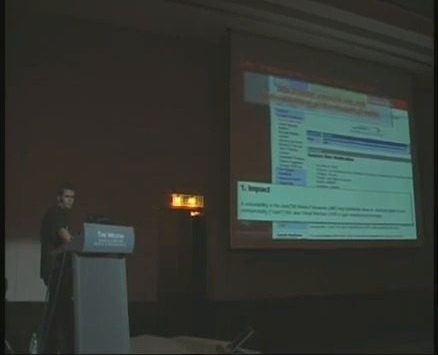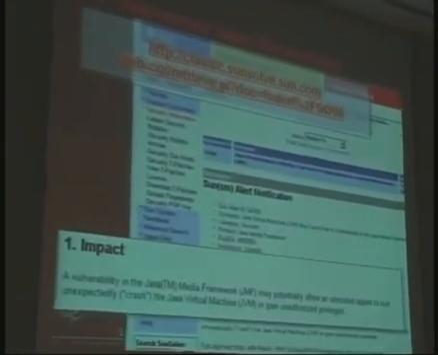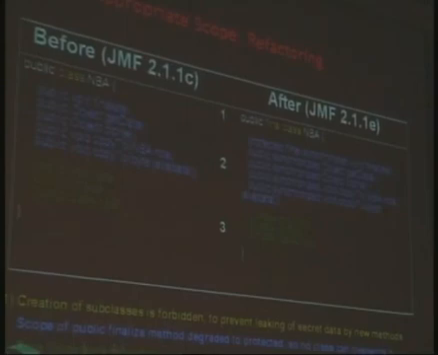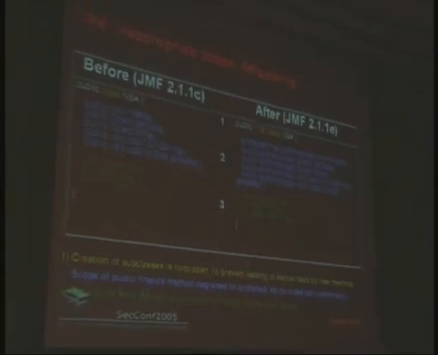So a vulnerability in the Java Media Framework may potentially allow an untrusted applet to exit the JVM unexpectedly or gain unauthorized privilege, and the unauthorized privilege was reading system memory. So what did they do in 2.1.1c? They made all this data public, and by subclassing the NBA class, you were able to play around with the native memory and map it to your own Java structures and then manipulate physical memory.